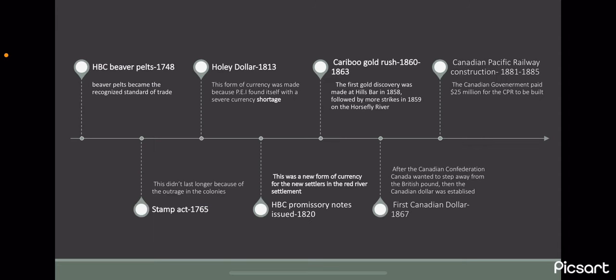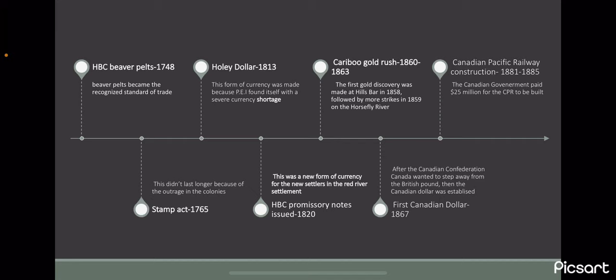Here's my timeline. In 1748, the HBC beaver pelts began to be the recognized standard of trade. In 1765, the Stamp Act happened, but this did not last for long because of the outrage in the colonies. In 1813, the holy dollar was formed because PEI found itself with a severe currency shortage. In 1820, the HBC issued promissory notes for the new settlers in the Red River settlement.